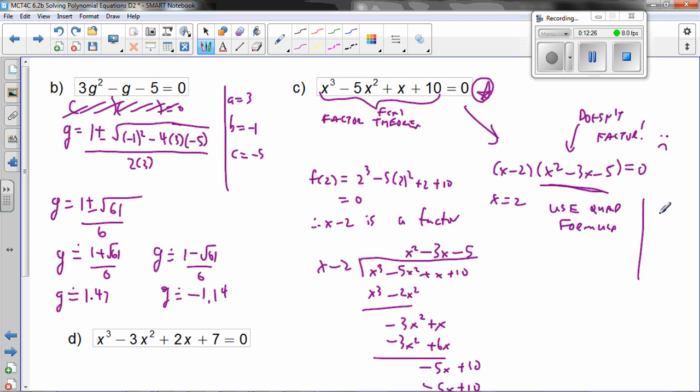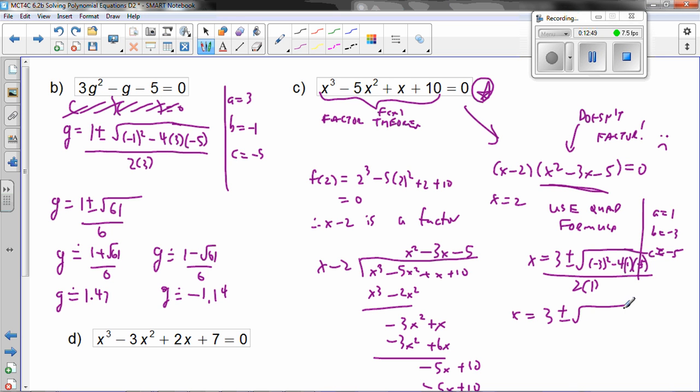What do I got? I got a equals 1, b equals minus 3, c equals minus 5, and here we go. x equals 3 plus or minus the square root of negative 3 squared minus 4ac, and c is minus 5, and this is getting to be a mess, but that's okay. 2 times 1, 3 plus or minus the square root of 9 plus 20. Doing that in my head.